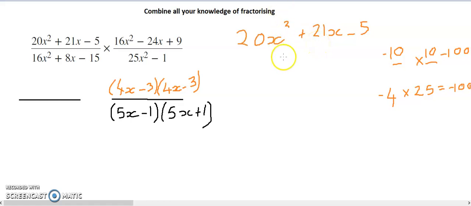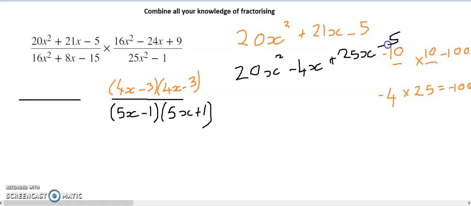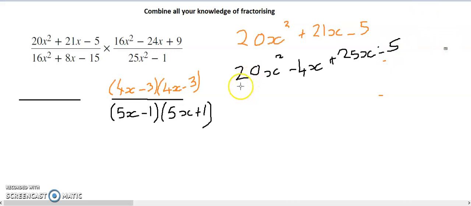So that gives me my new equation of 20x squared take 4x plus 25x take 5. So now that I have been able to do this, the next step for me is really going to be simplifying and taking out a factor.